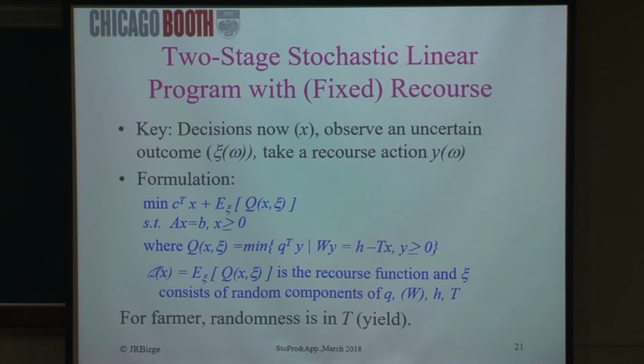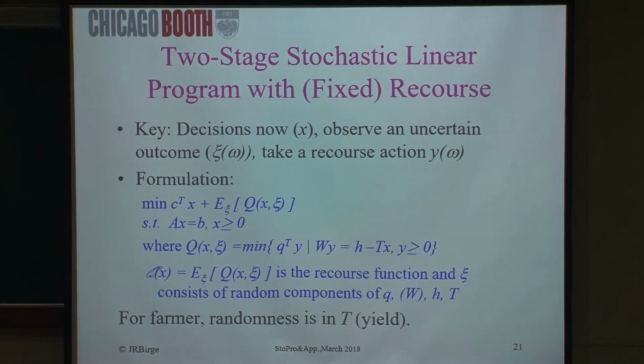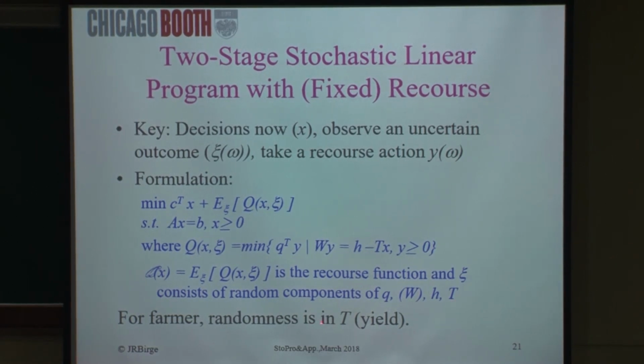Okay, let's look at this, the kind of formally describing these models. So there are decisions now, observe an uncertain outcome, and then take a recourse action. So I've got decision now, recourse action in the future, and then this is my recourse function value again. Again, everything here was where the randomness occurs.